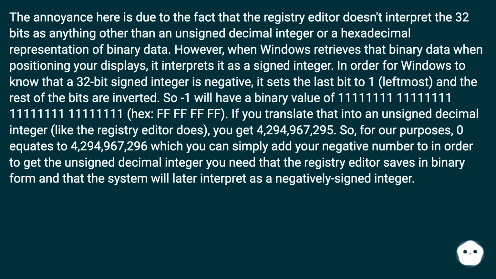all ones. If you interpret that as an unsigned integer, like the registry editor does, you get 4,294,967,295. So, for our purposes, 0 equates to 4,294,967,296, which you can simply add your negative number to in order to get the unsigned decimal integer you need, that the registry editor saves in binary form and that the system will later interpret as a negatively signed integer.